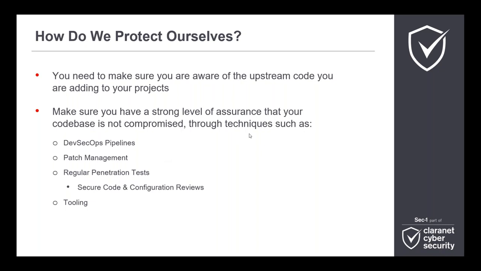And then you can have a strong level of assurance that your code base isn't compromised somewhere or has any vulnerabilities that have been introduced but not patched yet. And techniques such as DevSecOps pipelines, using linting and, I think, Semgrep is a pretty good code review tool for that kind of automated code scanning. Patch management, as mentioned, always patch, make sure that you're patching.